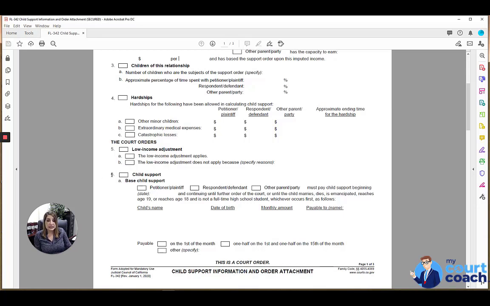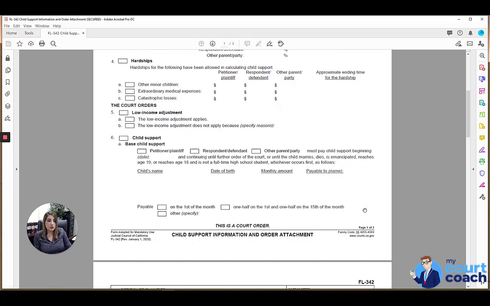Field 6. This is a child support order attachment. You want to mark box 6, identify which party has been ordered to pay child support, the effective date of that order, and then the children for whom the support is being paid. You would list here the name, date of birth, the monthly amount, and who that amount of child support is being paid to.